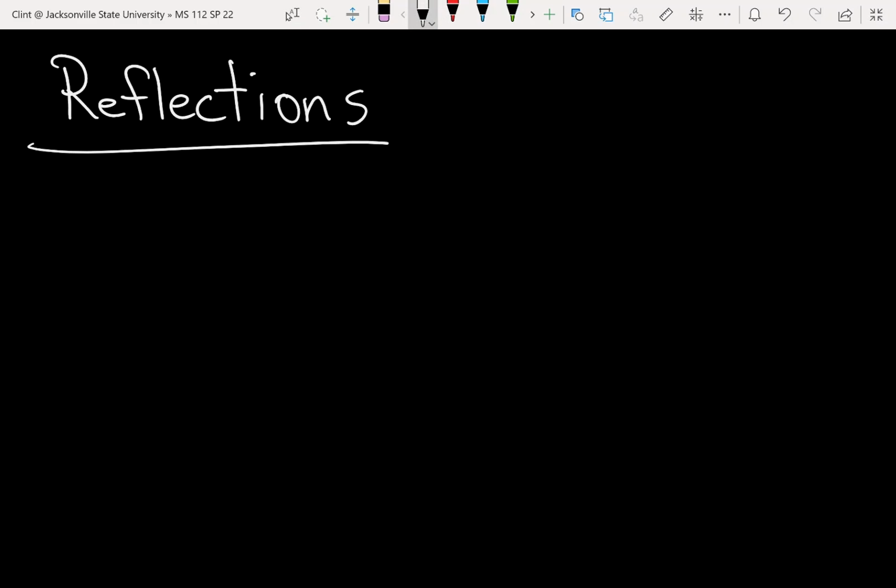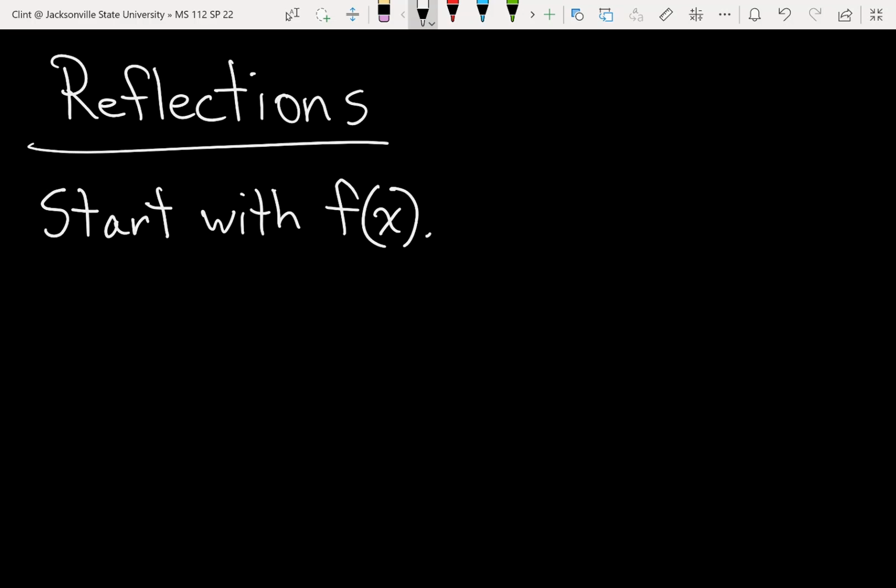So the way we end up with these things, we're going to start with some function. Okay. And the way we get these two types of reflections is we have a minus sign somewhere. We're changing the sign.